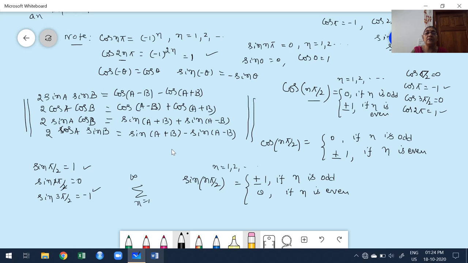Now this much is clear. In the next class, I'm taking some problems on how to construct the Fourier series. Then it is very, very easy to construct the Fourier series in the corresponding interval. Thank you very much for listening to my talk. I'll meet you in the next class, based on some problems on how to construct the Fourier series.